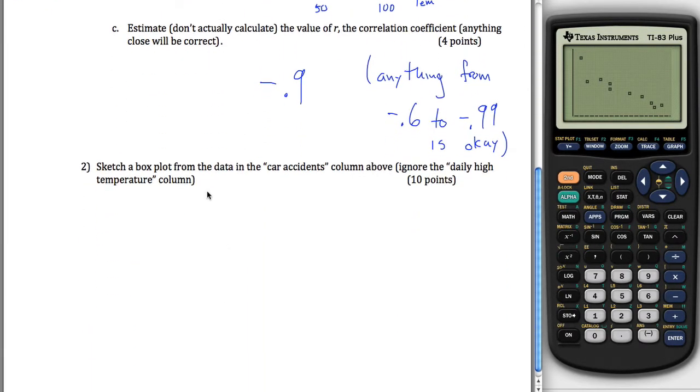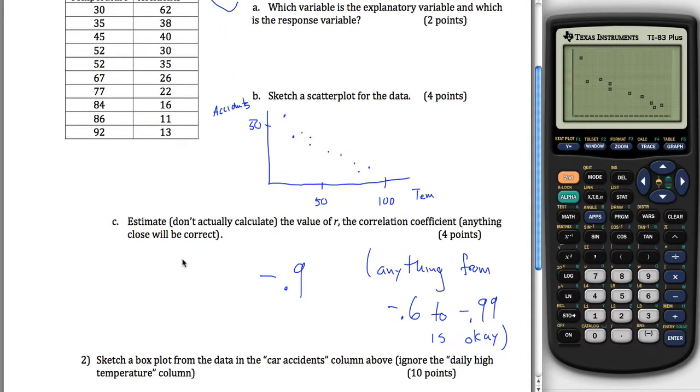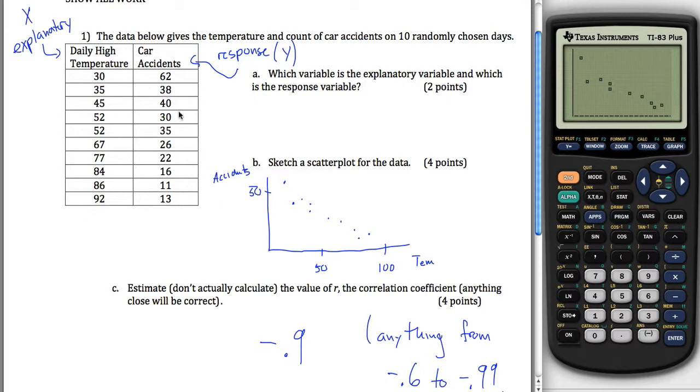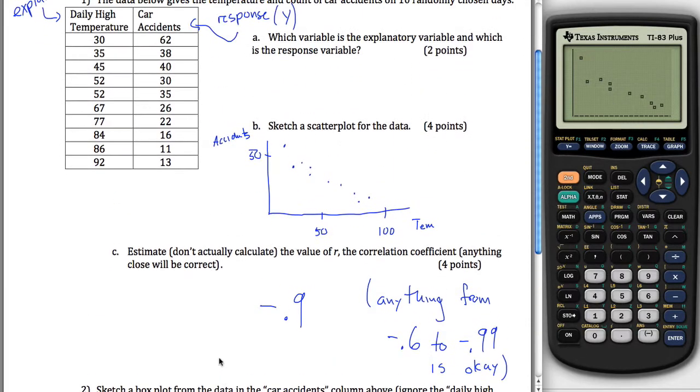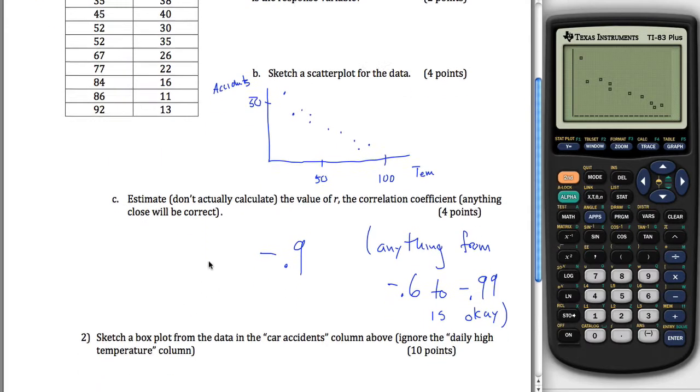Part B says sketch a box plot of the data in the car accidents column above. So completely ignore this column and just look at this data. I didn't want to give you new data. I figured you already entered this into your calculator, so reuse it and sketch a box plot of it. All of that data was in L1 in my calculator.